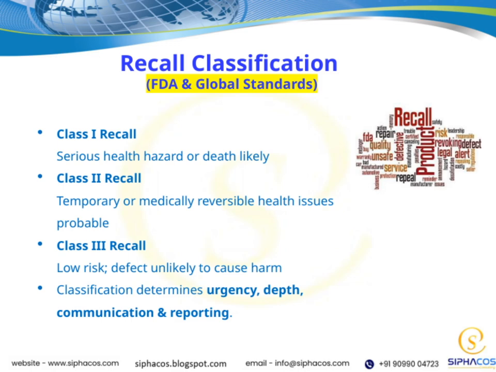Then there are Class III recalls, which are considered low risk, meaning the defect is unlikely to cause harm at all. Understanding these classifications is crucial because they guide how quickly we need to act, the depth of investigation, how we communicate with the public, and how we report to authorities. Whether we're following FDA standards or global standards, the classification determines our response and helps ensure we handle recalls effectively and responsibly. This framework is key to protecting consumers and maintaining trust in our products.